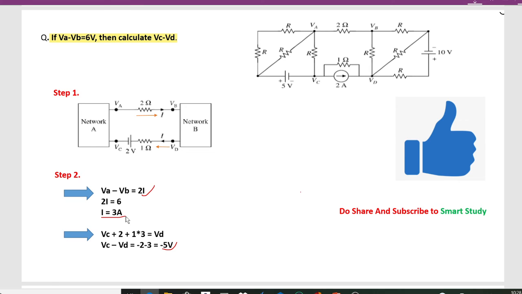From this you can calculate the value of I as I equals 3 ampere. Similarly, if you consider this part, the potential across VC and VD, we can write VC plus 2 volt plus 1 into I, where we have obtained the value of I as 3 ampere, and that will be equal to VD. We need the value of VC minus VD, so VC minus VD will be minus 5 volt. This is our required answer.